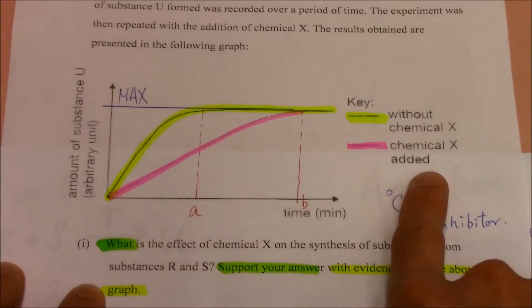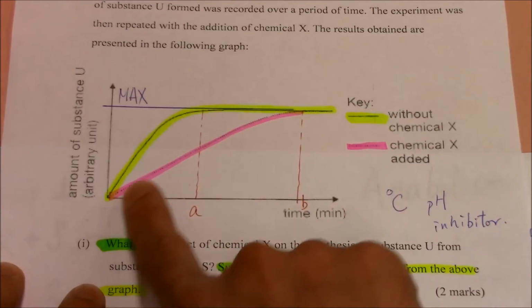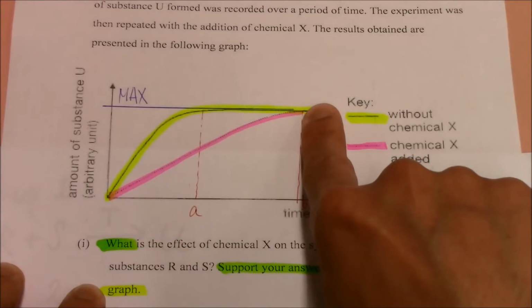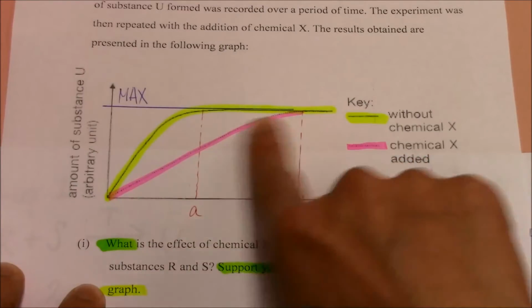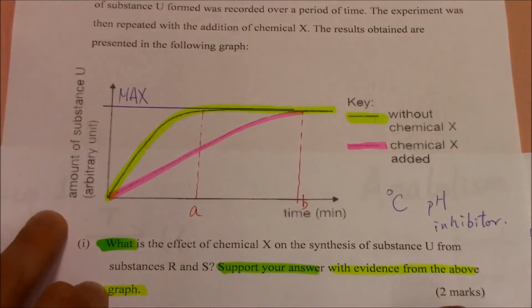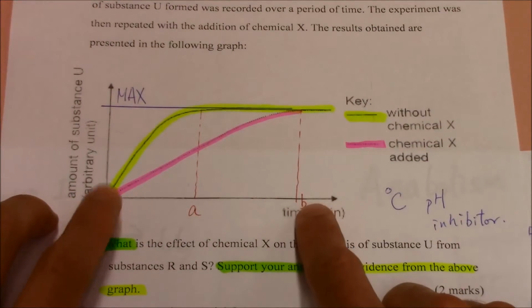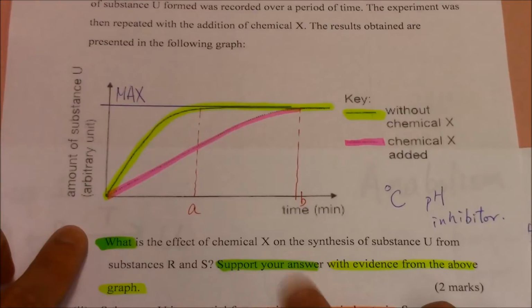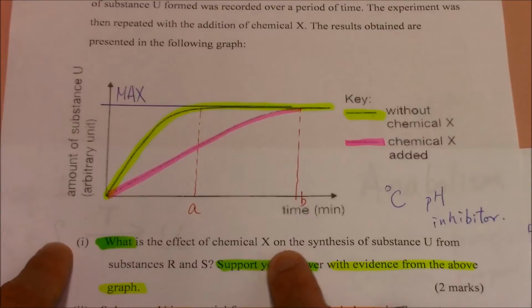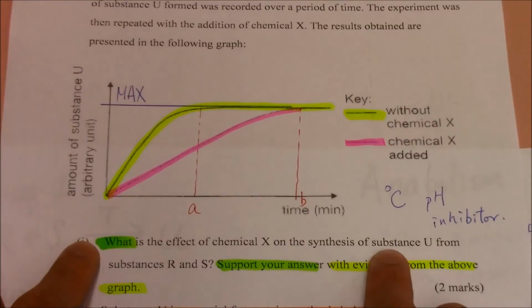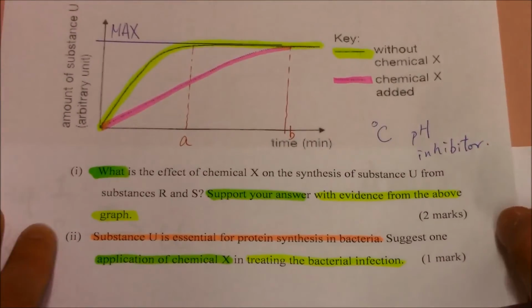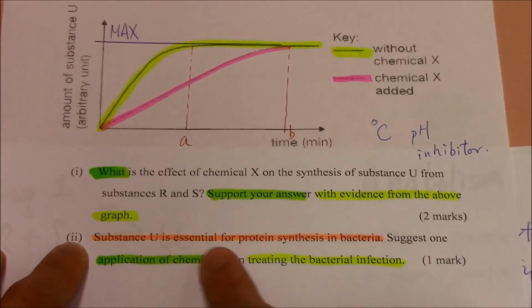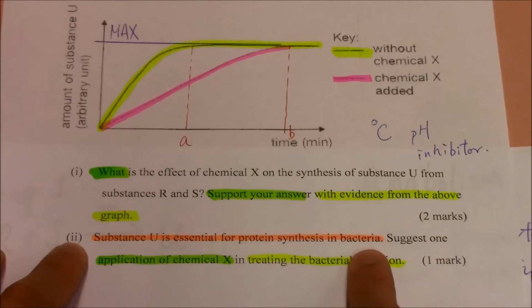So you can see that with the addition of chemical X, it will affect the rate of reaction. It will affect the amount of substance U produced over a period of time. So what is the effect? And how is the effect? How can you know that the effect of chemical X on the anabolic activity is something something? You can tell me. And for part 2, substance U is essential for protein synthesis in bacteria.